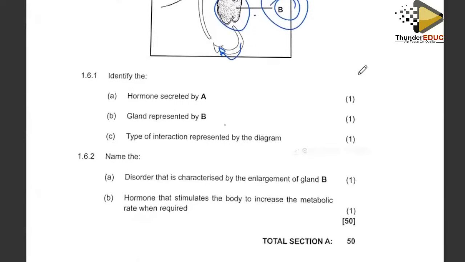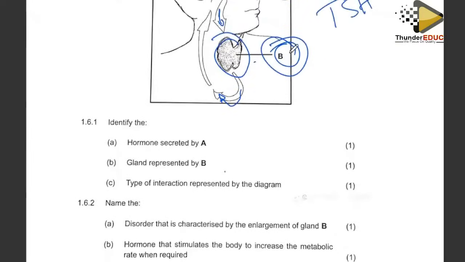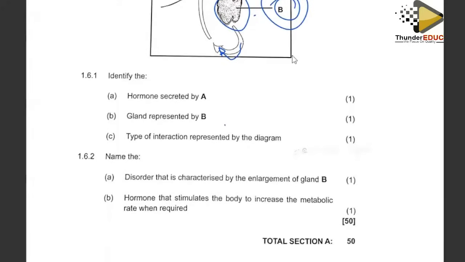The disorder characterized by the enlargement of the thyroid gland, structure B, is goiter. They can't say the thyroid gland because they wanted you to identify B. Sometimes when I'm teaching it, I say it in Afrikaans. Goiter, or goitre, whatever way you read it, as long as it's correct.